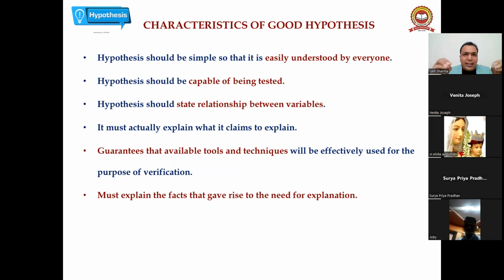A hypothesis should be capable of being tested. It should state a relationship between variables. It must actually explain what it claims to explain. That is a very important line. A hypothesis guarantees that available tools and techniques will be effectively used for the purpose of verification. It must explain the facts that gave rise to the need for an explanation, right?